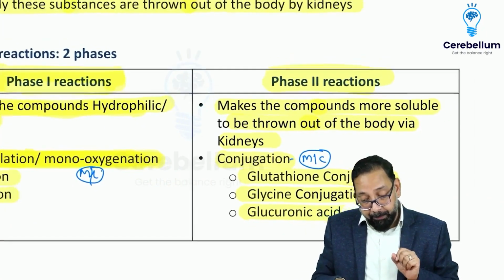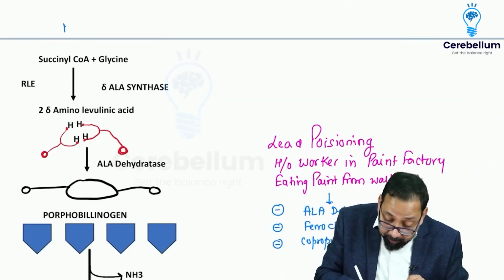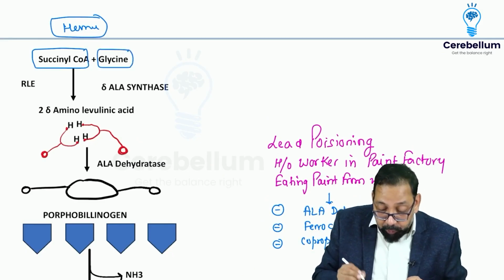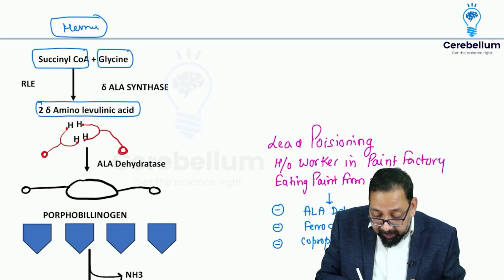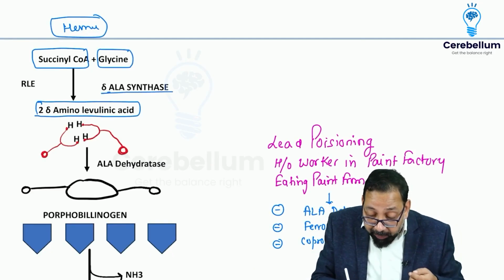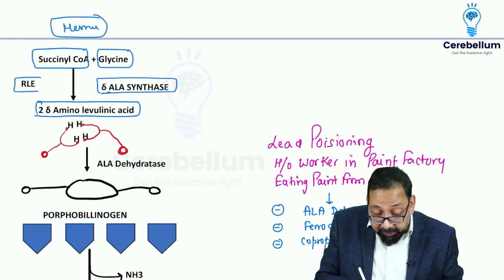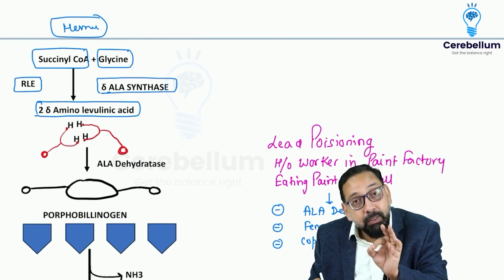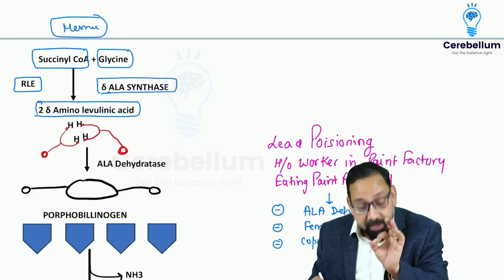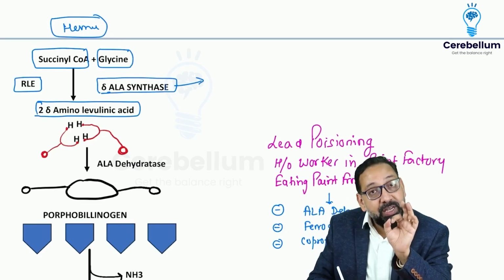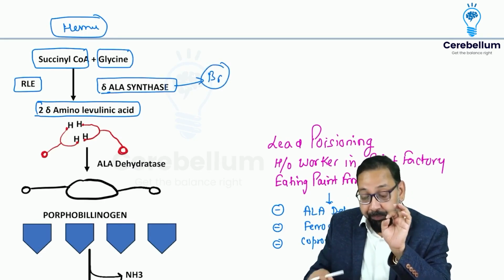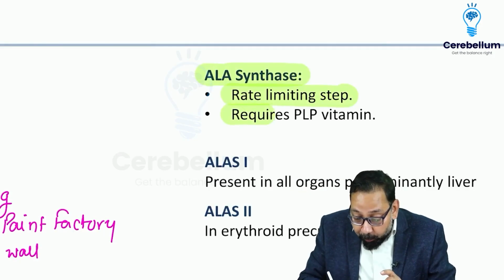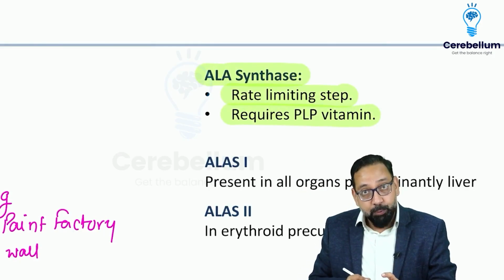Now we come to heme synthesis. Succinyl coenzyme A binds with glycine to form delta aminolevulinic acid by delta aminolevulinic acid synthase, which is the rate limiting enzyme of heme synthesis. It requires B6, pyridoxal phosphate, as cofactor.